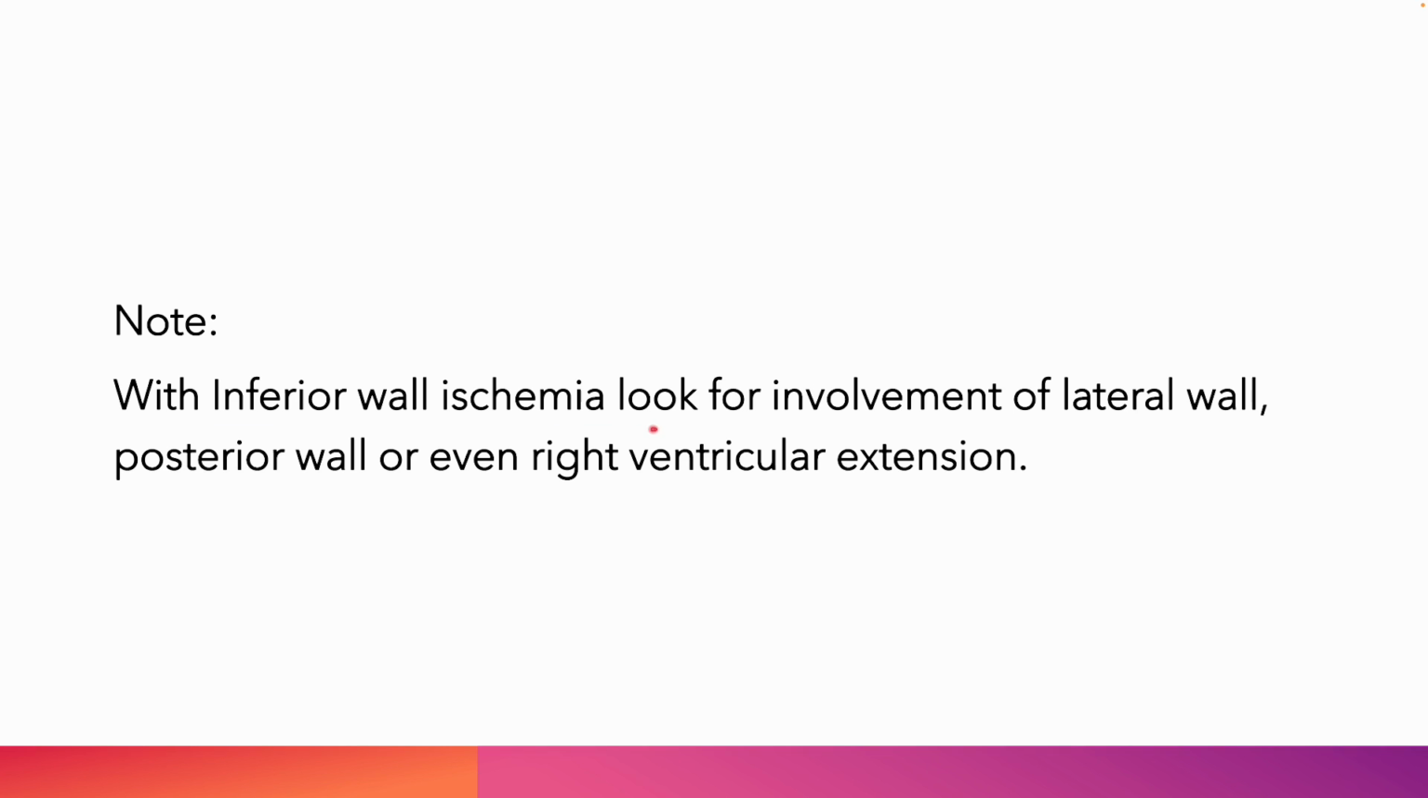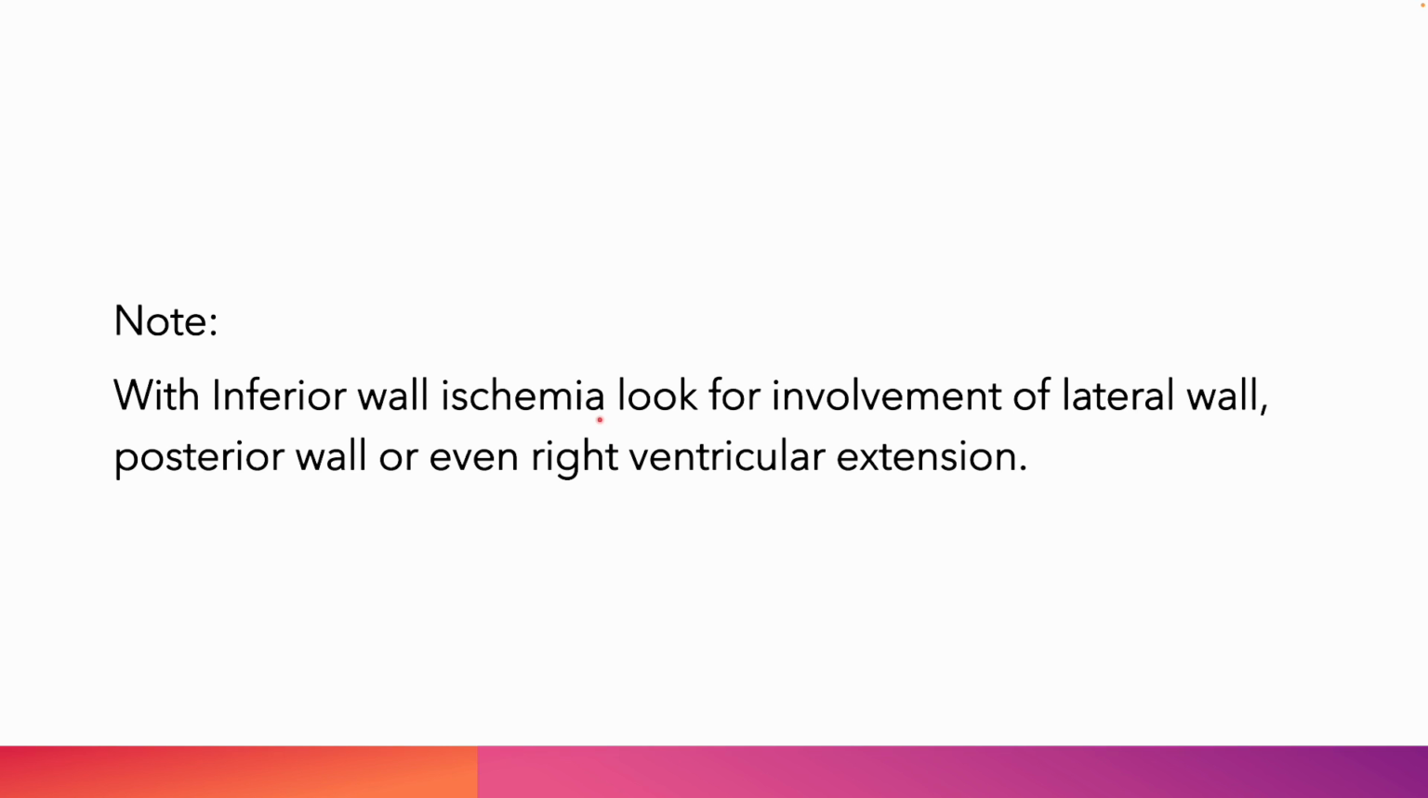So from these ECGs, with an inferior wall ischemia, like ischemia in leads 2, 3, and AVF, you always want to check for the lateral wall, because then there could be an extension and it would be called an inferior lateral wall ischemia. And you would also look at the posterior wall, because sometimes an inferior lateral MI could extend to the posterior wall. Or even the right ventricle, it can have a right ventricular extension.